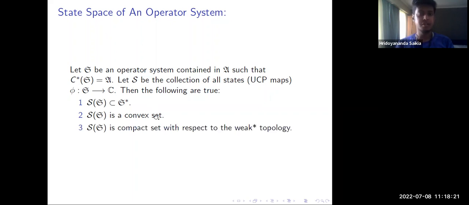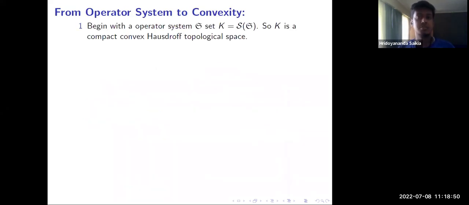Thirdly, it is a compact set with respect to the weak star topology in the dual space. So this state space is actually a very nice space. This is a topological space, of course, but it is compact, Hausdorff, and convex. And this convexity is going to be very powerful in the later part of the talk. So from now I want to go through some chronology, from operator theory and operator systems to convexity.